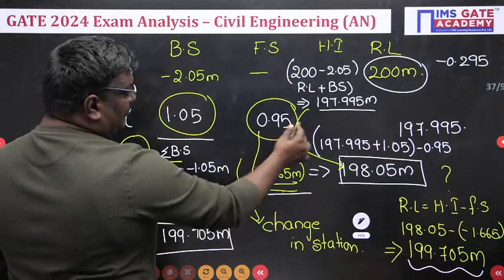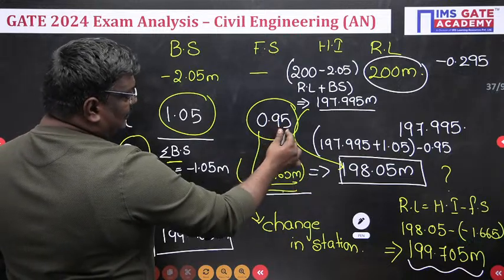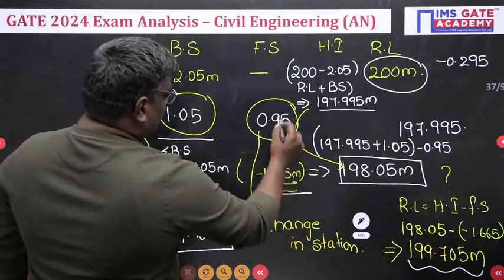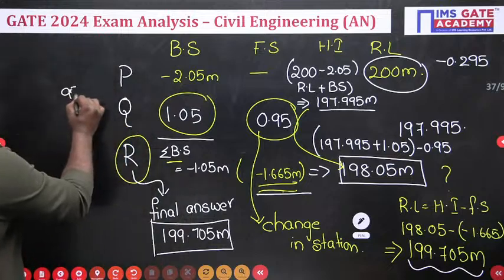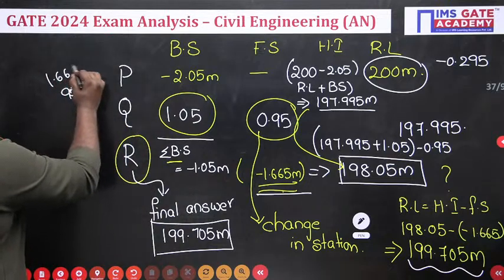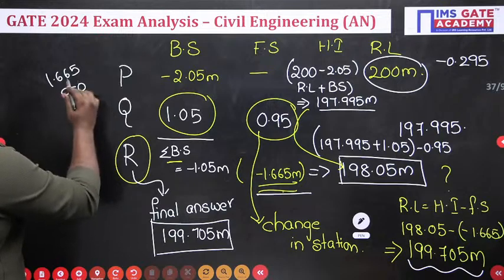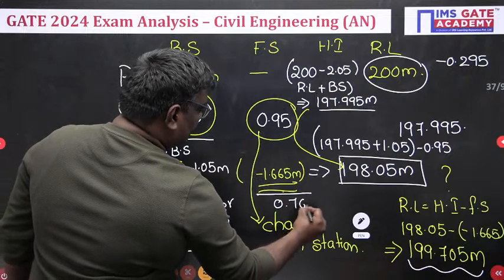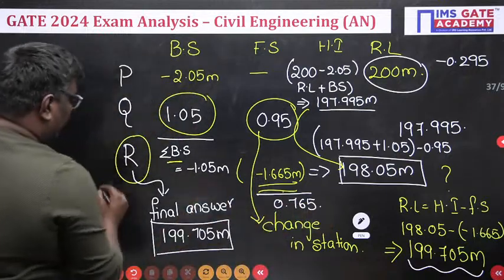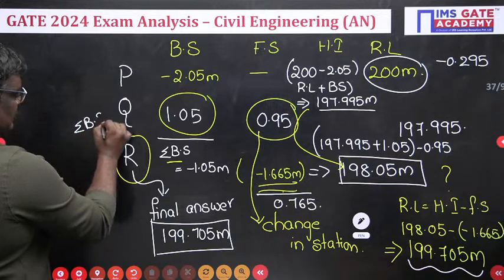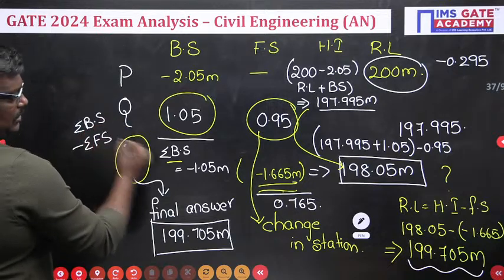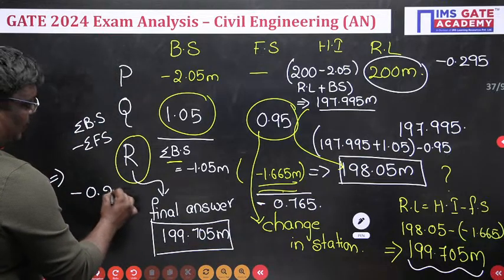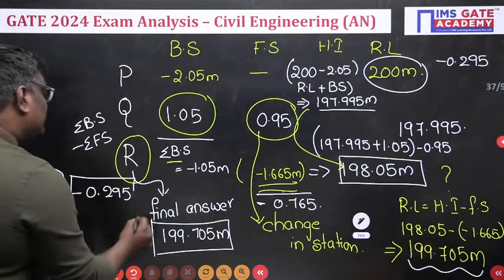So 1.65 by 950. If you do this, you will get 1.665, 700 is 1650, 765 you will get. So you will get a value of 0.65. Now if you do sum of backsides minus sum of foresights, here also it is negative. If you do this, you will also get a value of minus 0.295. So in this way you can check the answer.